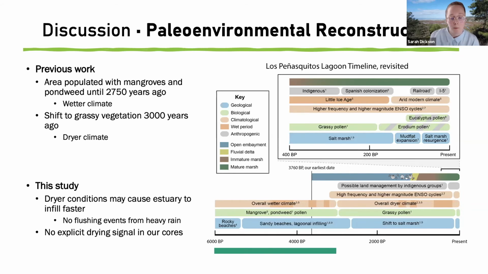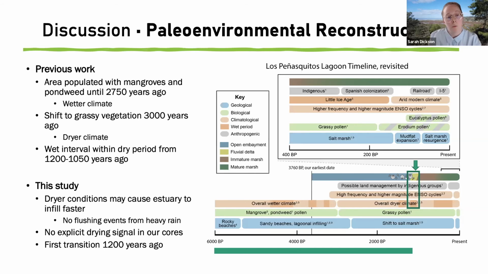So our first environmental transition occurred 1,200 years ago, as the open embayment of Unit 1 is overlain by the fluvial delta facies of Unit 2. Lining up almost directly with our fluvial delta facies, we see a short interval of wetter conditions that lasted from 1,200 to 1,050 years ago. This was identified by Kirby et al. in their work at Lake Elsinore.